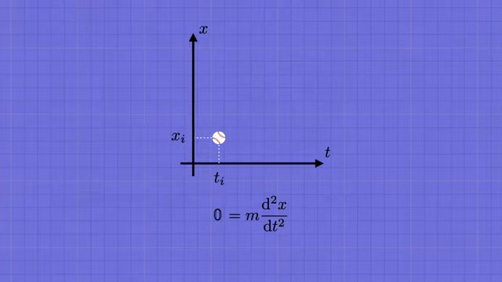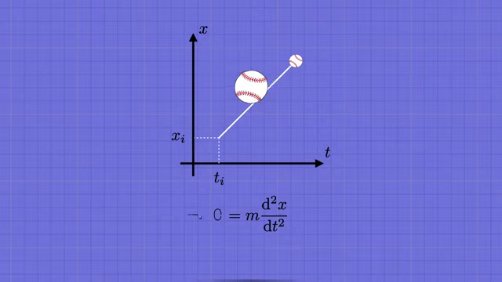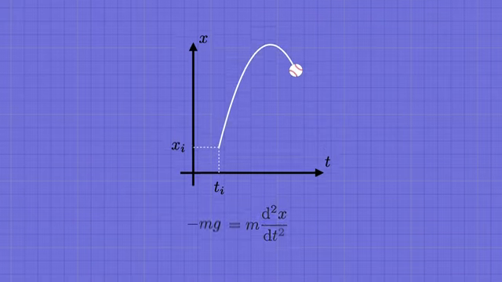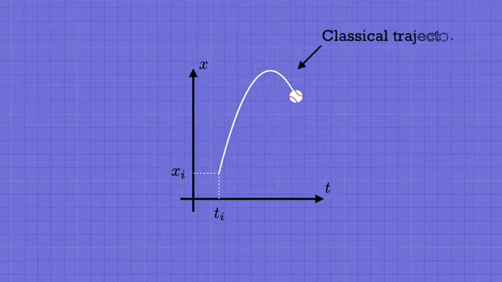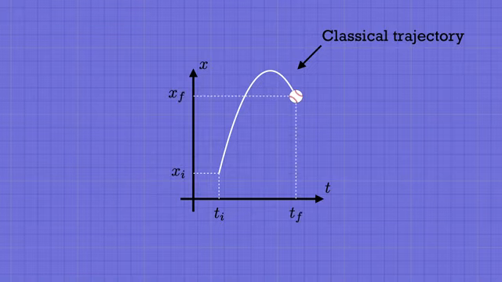If it's a free particle, then the solution to this equation is just a straight line. Or if it's a baseball that we're throwing up in the air, the trajectory would be a parabola. Either way, the point is that in classical mechanics, we can predict the final position x_f, where we'll find the particle at a later time t_f.